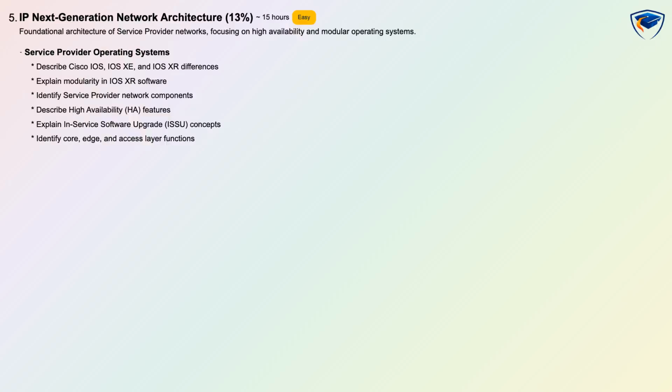IP Next Generation Network Architecture contributes 13% to the exam, is easy difficulty, and has an estimated 15 hours of learning with conceptual plus scenario-based assessment. This domain explains the foundational architecture of service provider networks and focuses on high availability and modular operating systems. You will describe differences between Cisco IOS, IOS XE, and IOS XR, understand modularity in IOS XR, and identify core, edge and access layer functions. The syllabus also covers high availability features and in-service software upgrade concepts so you can plan resilient deployments.